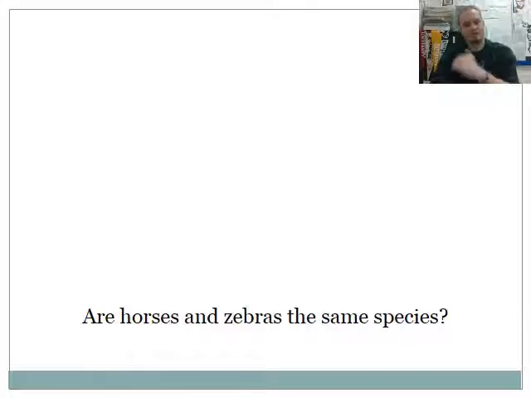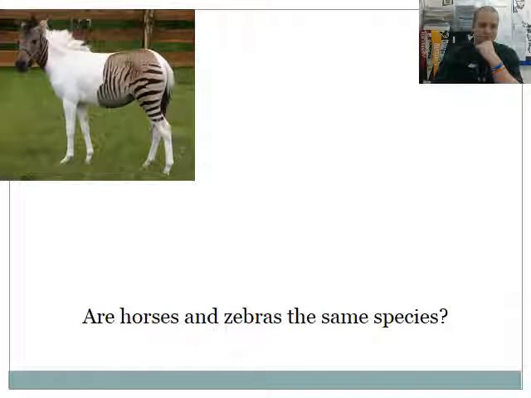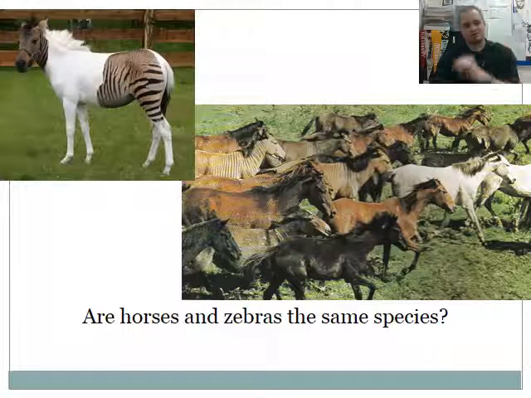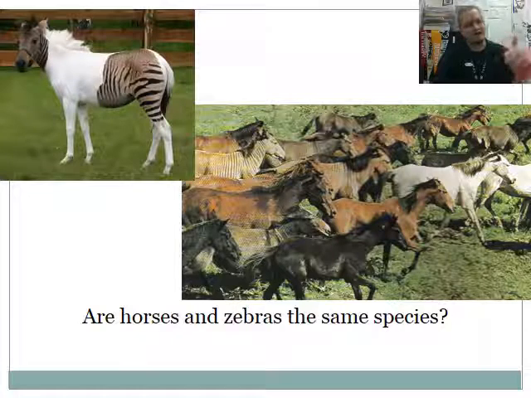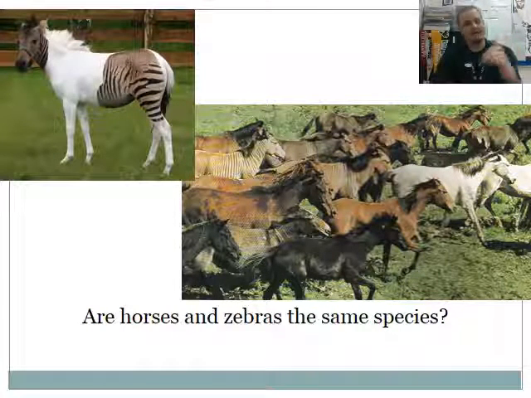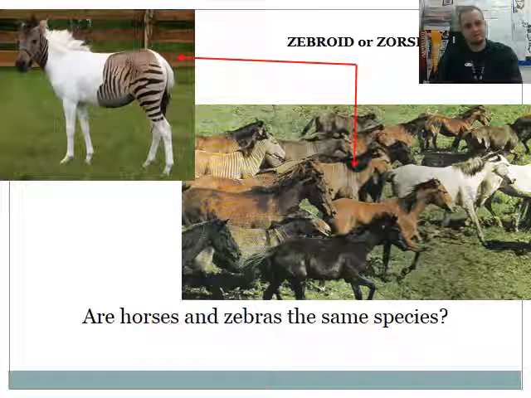Now what about a horse and a zebra? No, that's not photoshopped. So a horse and a zebra, same thing. Two different species, they may be able to reproduce, but the offspring is infertile. They cannot reproduce. So maybe that's a zebroid or perhaps a zorse.